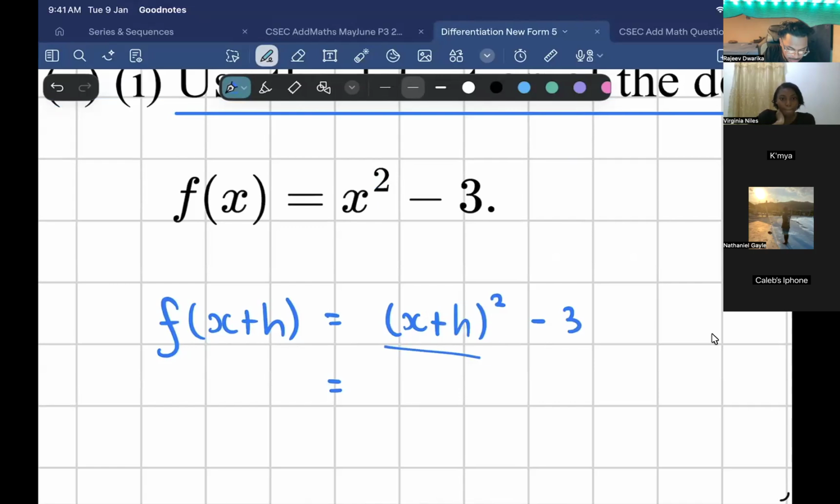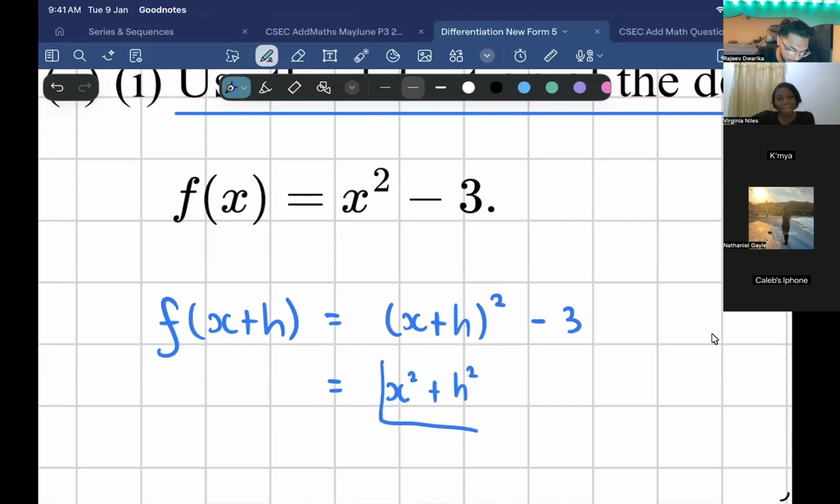So we have x plus h squared. What does that mean, guys? Talk to me. Everybody other than Virginia. Virginia knows the answer. Is it x squared plus h squared? Okay. Expand the bracket. How many of you think it is x squared plus h squared? Nah.